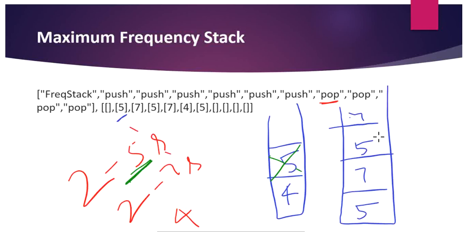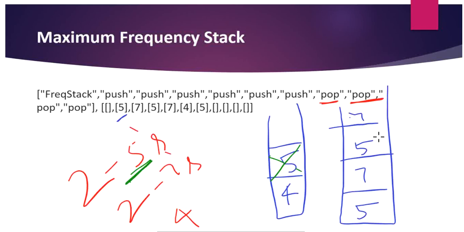Now again one more pop operation. In this case you have to remove the most frequent element. Here if you see we have two 5s and two 7s, so both are most frequent. The other condition given in the problem statement is that if two elements tie, the element which is nearest to the top is going to be popped.